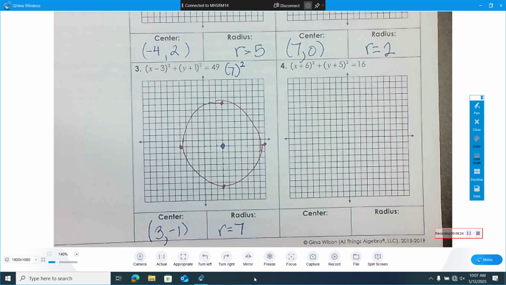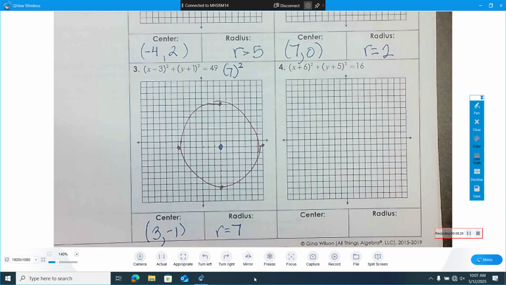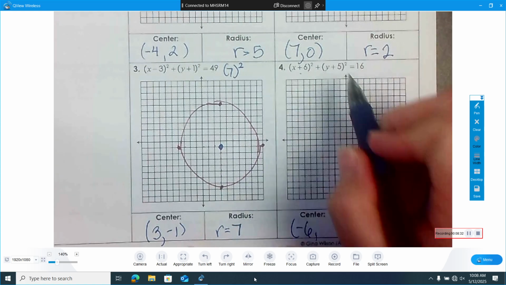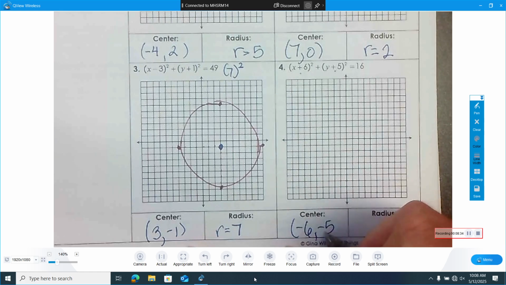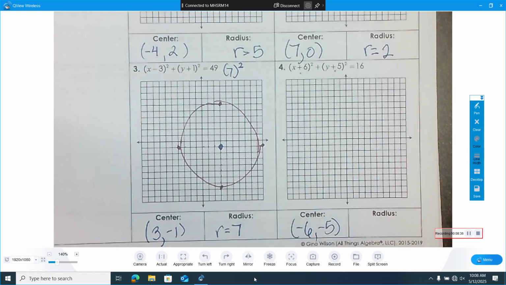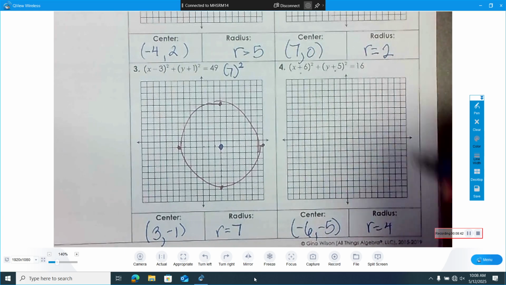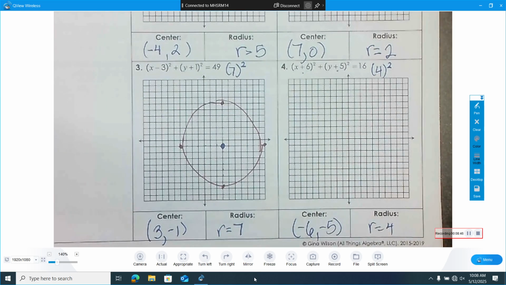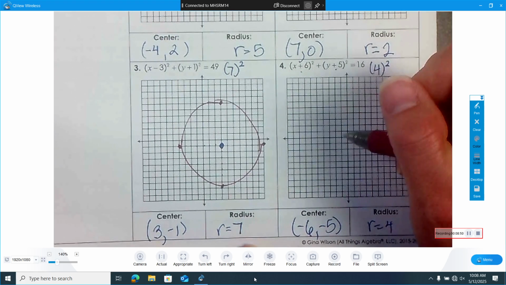Number 4. What's our center? Negative 6. Negative 5. Good. Negative 6 and negative 5. Change those signs because we are opposite values for H and K. And the radius would be 4 because 4 squared gives us that 16. Fantastic.